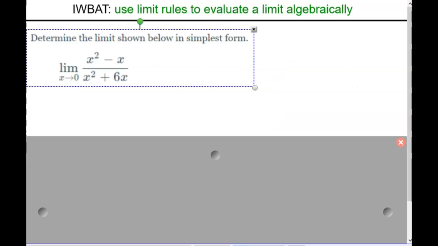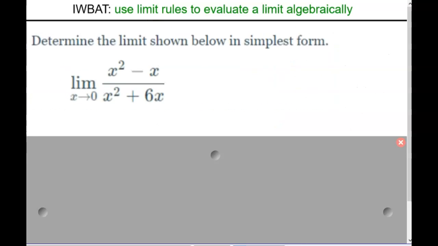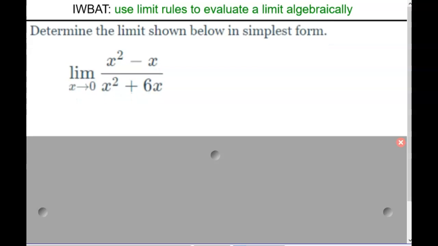I'd like you to try this. Determine the limit of the function as x goes to 0.